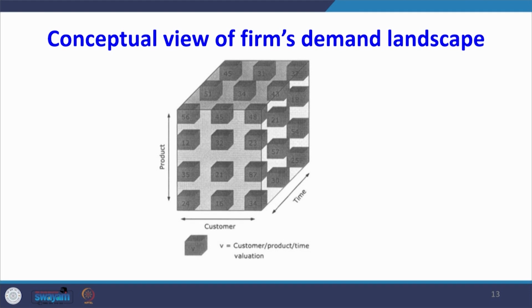This is the conceptual view of a firm's demand landscape. You see the different customers, the time and the product. Maybe one-time purchasers, regular purchasers, those who are willing to wait, and those who are not willing to wait. So, we can manage the demand by using these 3 dimensions.